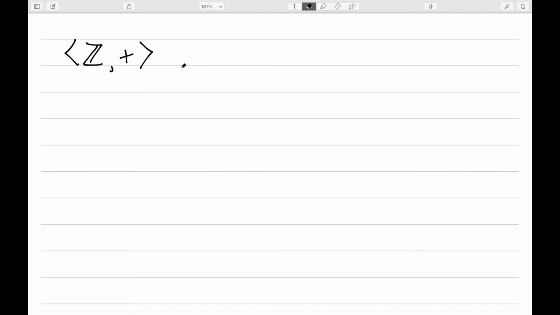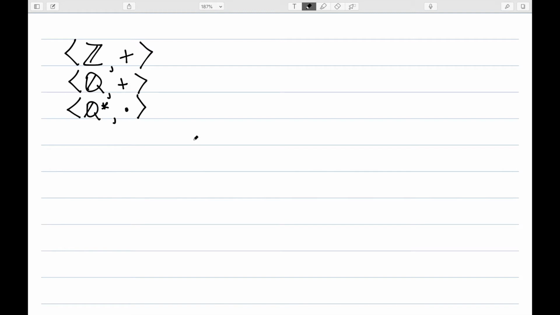The first one is Z plus, the additive group of the integers. We know that addition is associative. We know that it does contain an identity element, which is 0, and it does contain inverses, which for addition would be negatives. Equivalently, you could have the additive group of the rationals or the additive group of the reals.